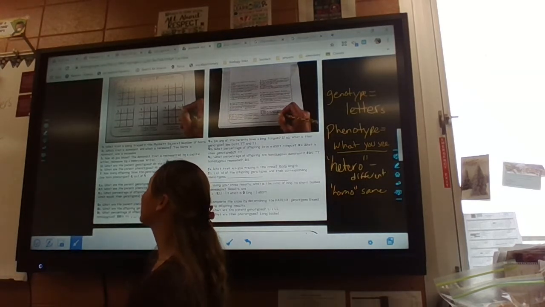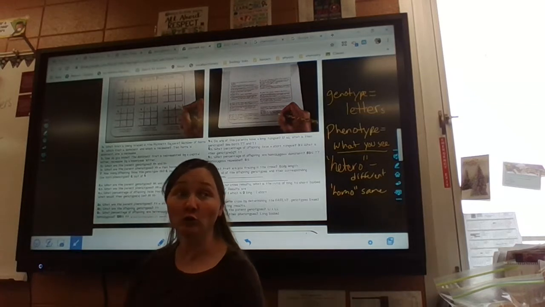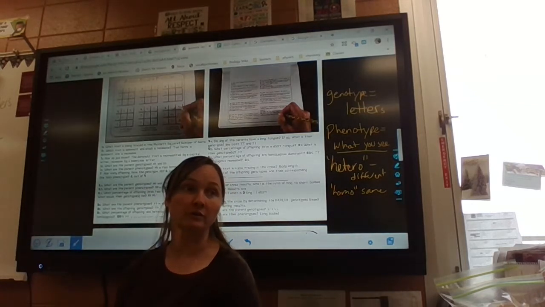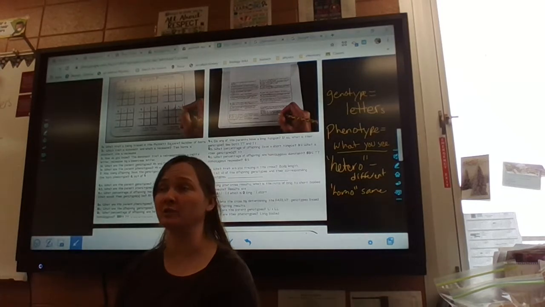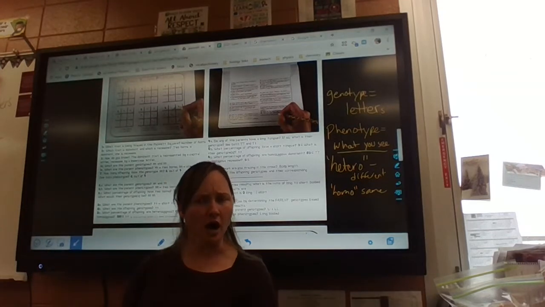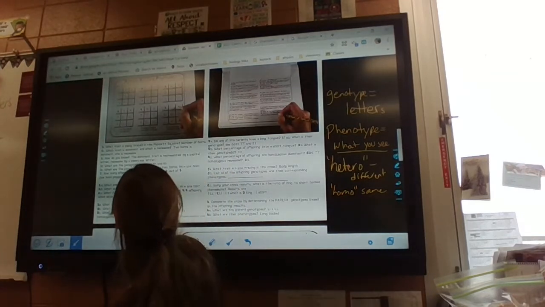2 horns are dominant, right? So if you have a capital H, you're going to be 2-horned. So what is the percentage of their children that are going to be 2-horned? 50. Or no, 100. 100%. Yeah, they're all going to be 2-horned, aren't they?